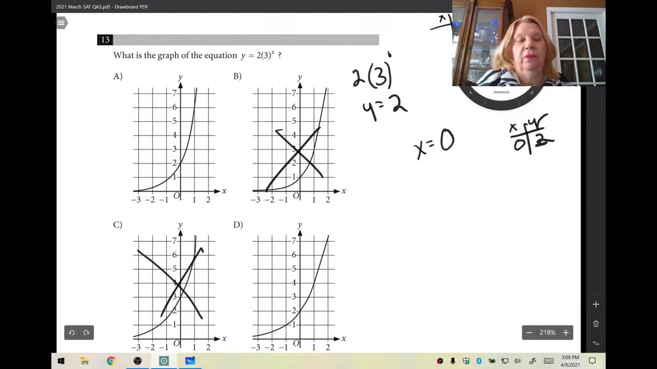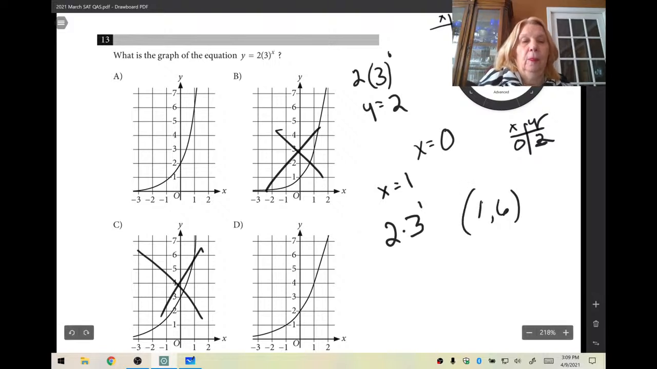And then let's put 1 in for x. So if we put 1 in for x, that would be 2 times 3 to the first, and 2 times 3 is 6. So 1 point would be x is 1, y is 6, which occurs right here in A. Thank you, College Board, for 10 points. So we just picked some reasonable numbers, 0 and 1, because they're in the goal of this area.